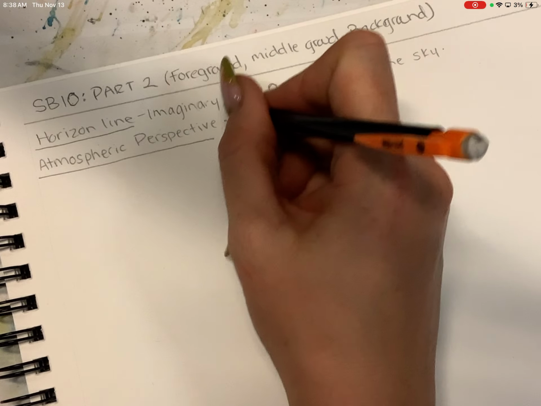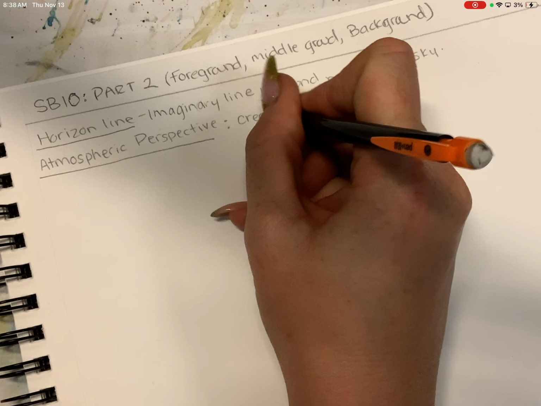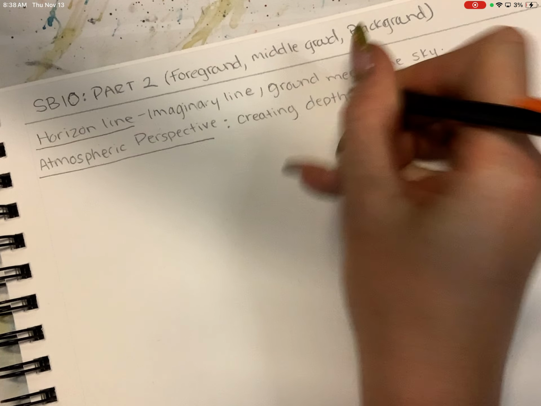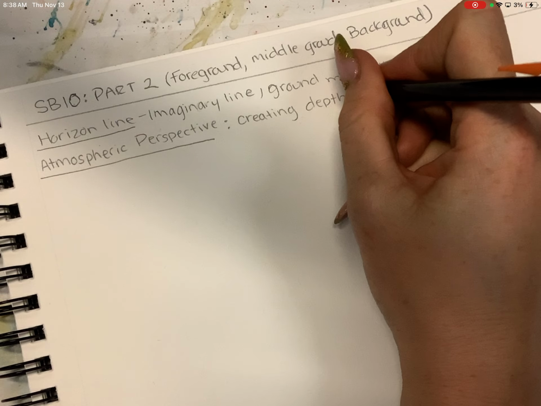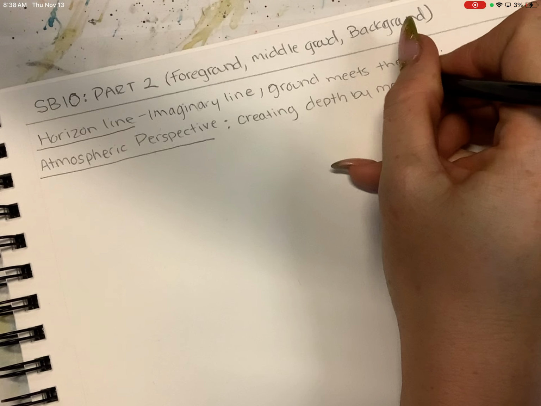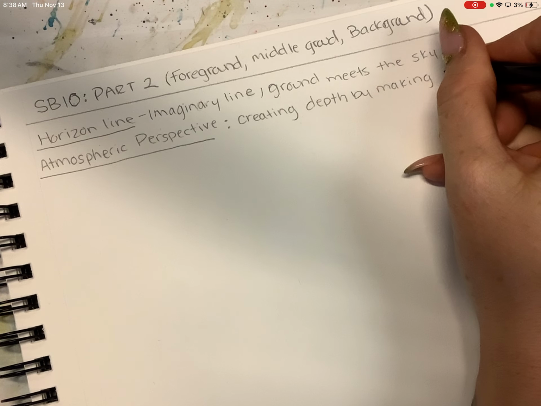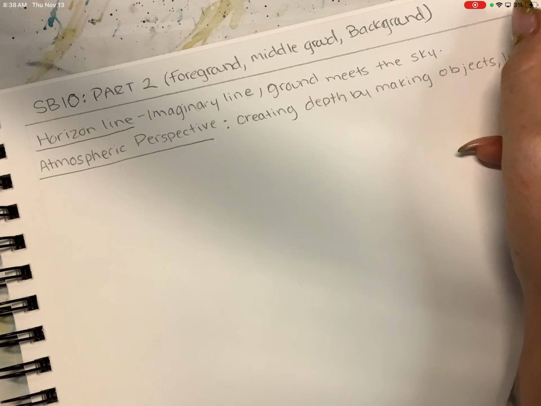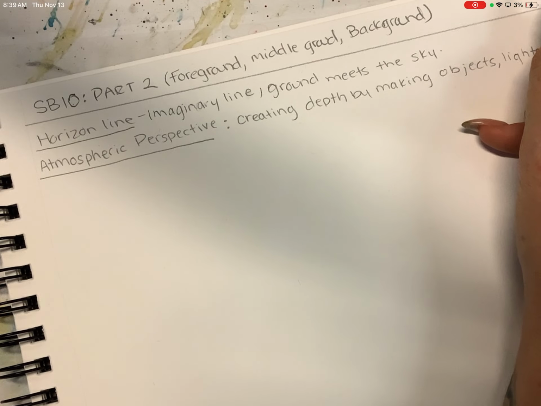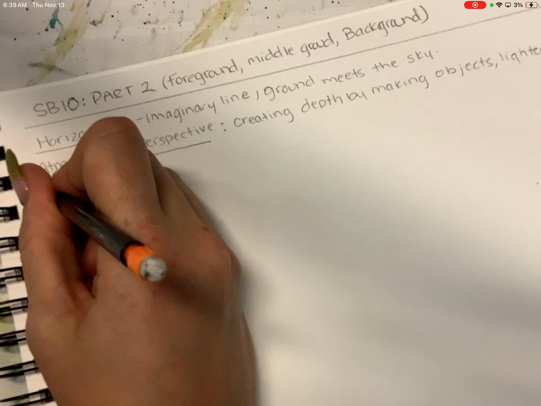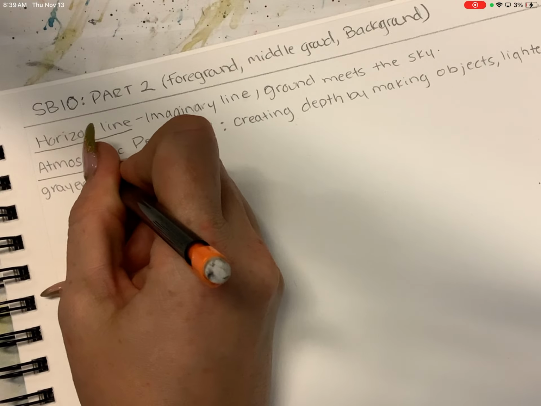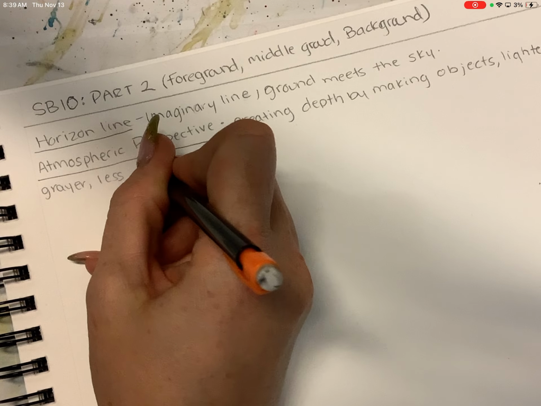So we're going to put creating depth by making objects lighter, grayer, and less detailed.